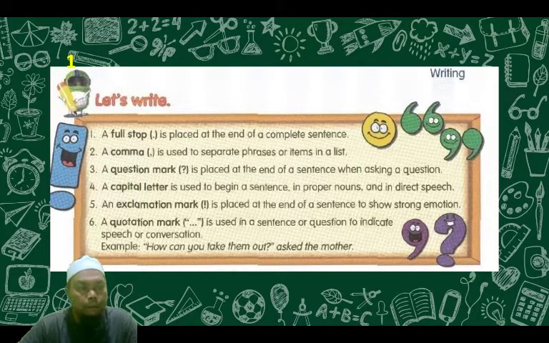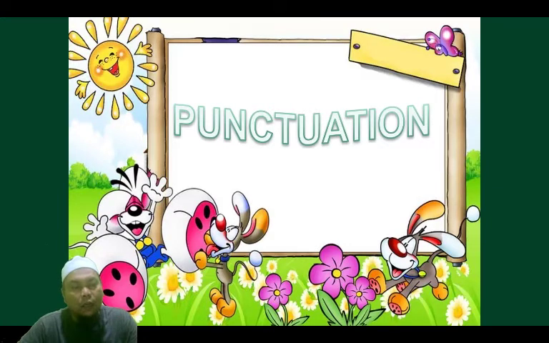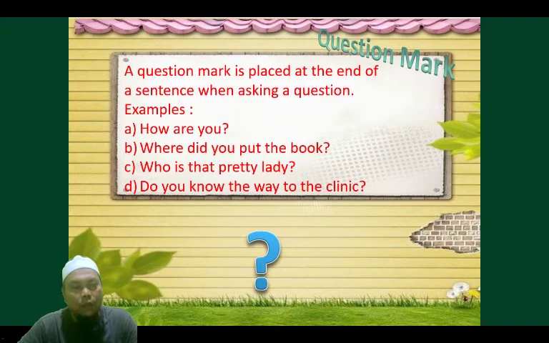Let's see here. Oops, sorry. Okay, punctuation. As I recall again, a question mark is placed at the end of a sentence when asking a question. For example here, how are you? You should put a question mark at the end. Where did you put the book? Who is that pretty lady? Do you know the way to the clinic? See, 3 of the sentences here started with WH. How, where, who. And do you know the way to the clinic? You are asking a question.